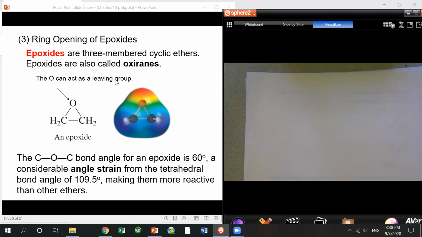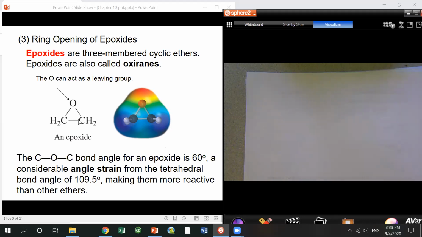For the epoxide, because the bond angle goes close to 60 degrees, far away from the ideal sp3 hybridized bond angle of 109.5, that makes them very reactive, more than any other ethers. So it's easy to open the ring.